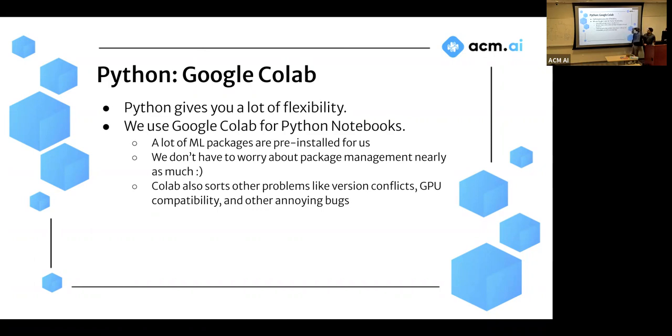Because of that, we also don't have to worry about package management nearly as much, because Google has sorted out the conflicts between TensorFlow and PyTorch and the conflicts between packages for us, because they're all installed there, which is really nice. Colab also sorts out other problems like version conflicts and GPU compatibility. For those of you who have slightly stranger or newer GPUs and are trying to install drivers that PyTorch works with, you don't really have to worry about it because you're using cloud GPUs, and other really small things. So that is why we use Python, and that is why Python is really nice for machine learning.